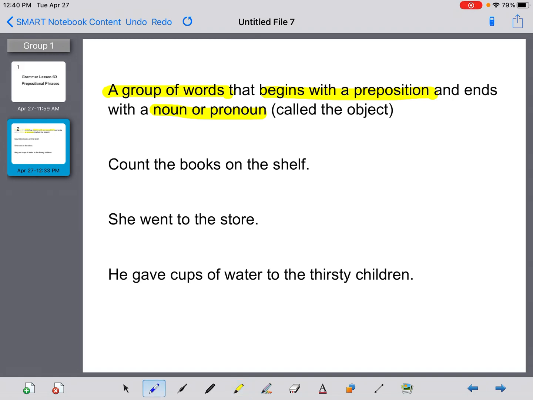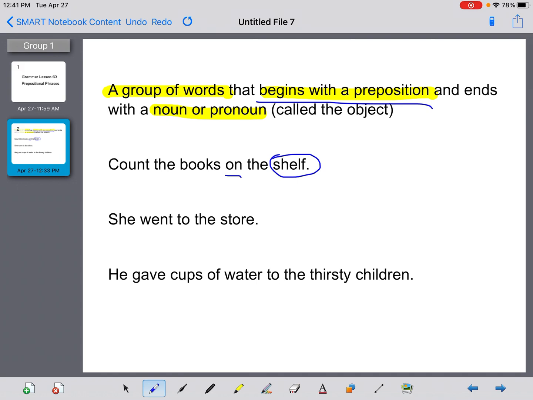The first example: count the books on the shelf. Now, the first thing you'll want to do when you're looking for prepositional phrases is to look for prepositions. In this sentence, the word on is a preposition. So that's going to be the beginning of our prepositional phrase because the phrase begins with a preposition. Now, the ending of the phrase is a noun or a pronoun. So we have on as our preposition. The next noun or pronoun that we have is the word shelf. Shelf is a thing, it is a noun.